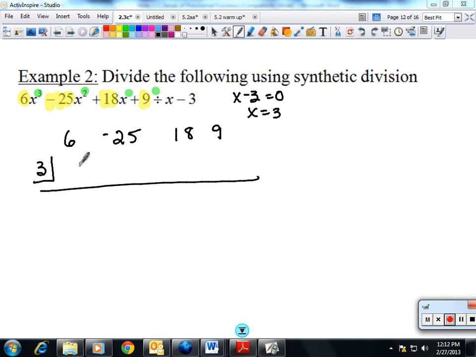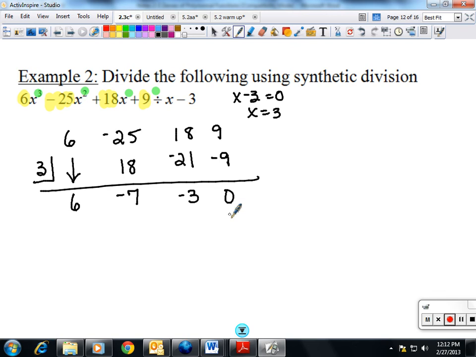Alright, we're going to drop our 6. Then you're going to multiply. 6 times 3 is 18. Then you're going to add straight down. Negative 25 plus 18 is negative 7. Multiply negative 7 times 3 is negative 21. Add straight down. 18 minus 21 is negative 3. Negative 3 times 3 is negative 9. Add straight down and you get 0.